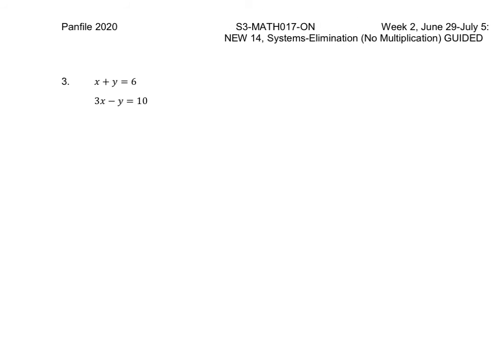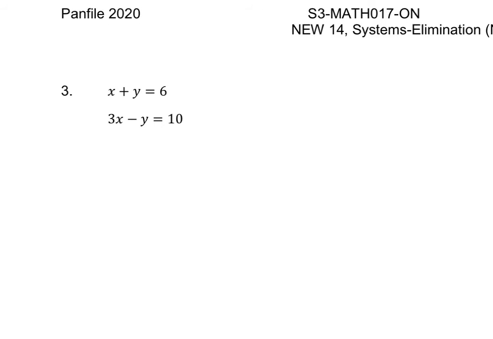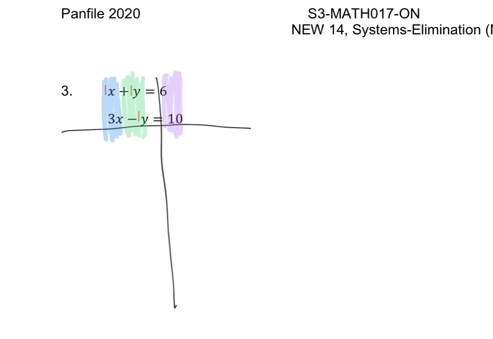All right, number 3. Again, we're looking for opposite signs, same numbers. And again, if we don't have any coefficients in front, we can always place a 1 if need be, right? So I can place those 1s if I need to. Highlighting if I want to. Here's my x's. Here's my y's. Here's my constants.